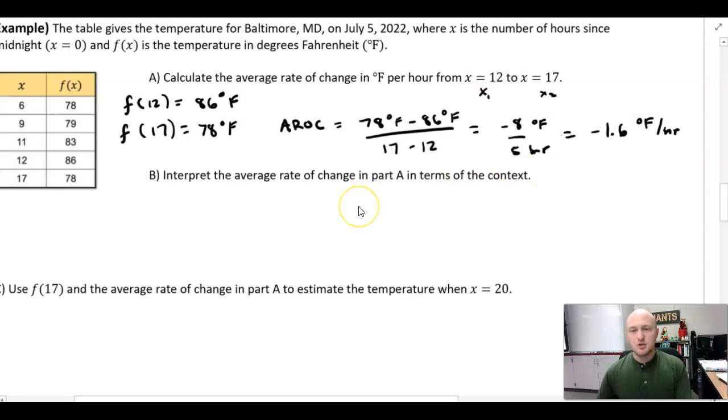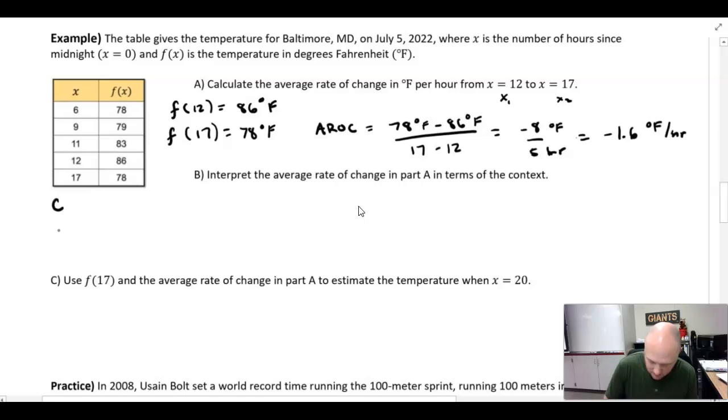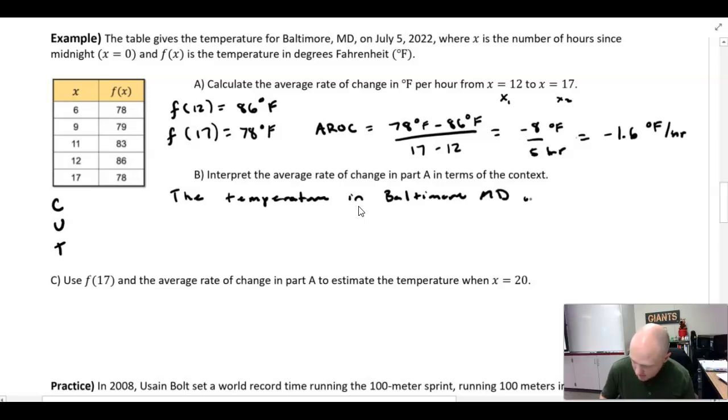Okay, we're going to go ahead and interpret this. So again, I want you to remember the context first. So we can say the temperature in Baltimore, Maryland on July 5th. That's what we're talking about.